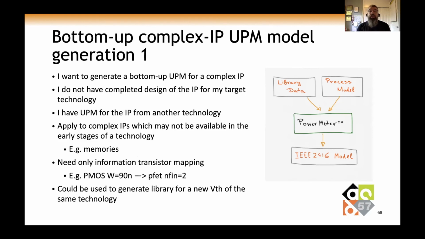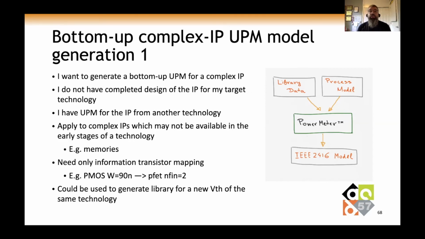For the more complex IP like memories, we also needed to generate bottom-up UPM models. These were slightly different. For these, we did have Liberty and SPICE netlist, but they were at a different technology. They were not at our target technology. For this, we applied the same process. First we generated the bottom-up UPM power model, and then the next step was transistor mapping. Transistor mapping we obtained from our expert, Professor Red Davis. And with that transistor mapping, we were able to generate a bottom-up UPM model for the memory in a flow that's very similar to a simple standard cell.